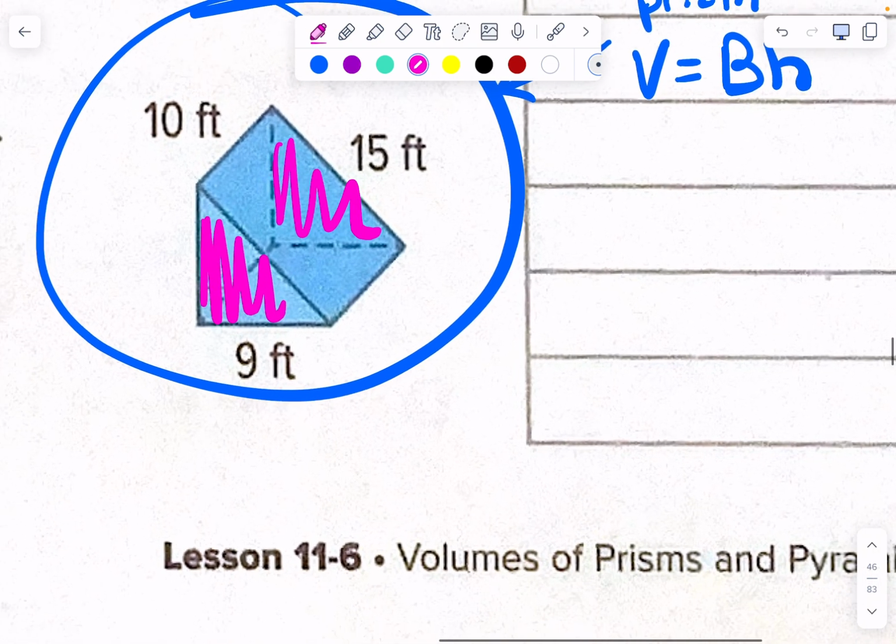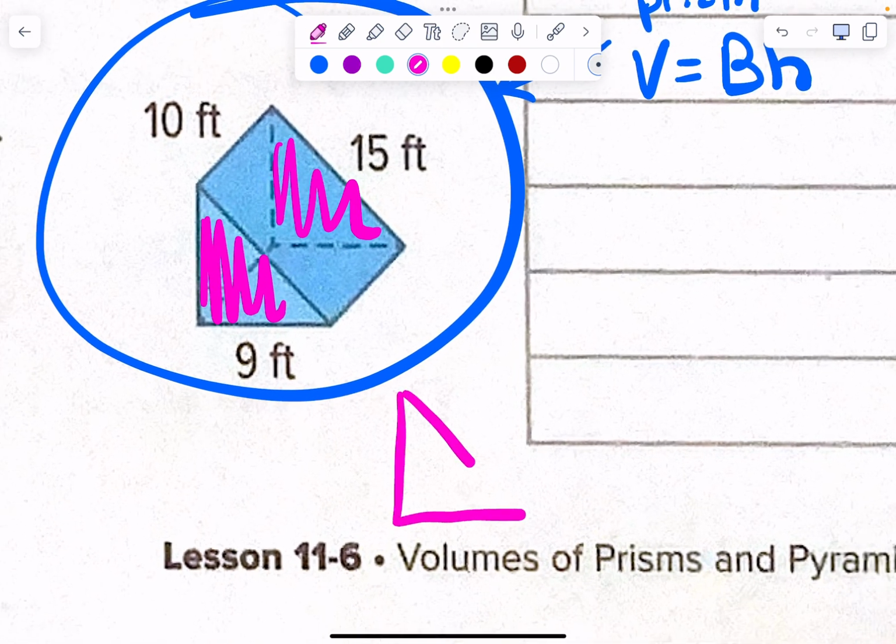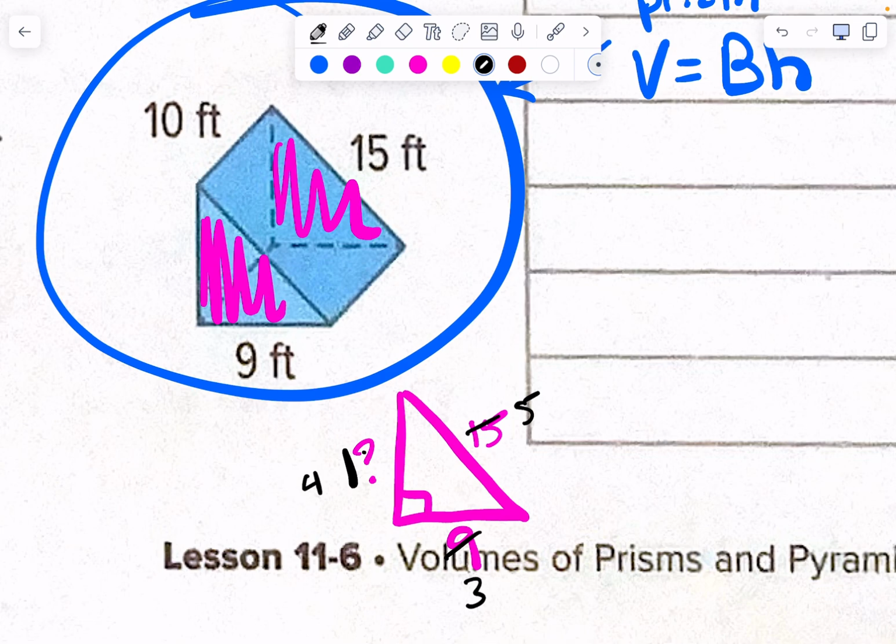I'm going to rewrite this triangle over here. 9 is this bottom. What else do I know about that triangle? It's 15. 15 is the slant, right? What's this side? Is it a 3, 4, 5? Oh, yes. This side's 3, this side's 5, this side would be 4, but it's actually 12, okay? So 9 and 12 are my base and height.